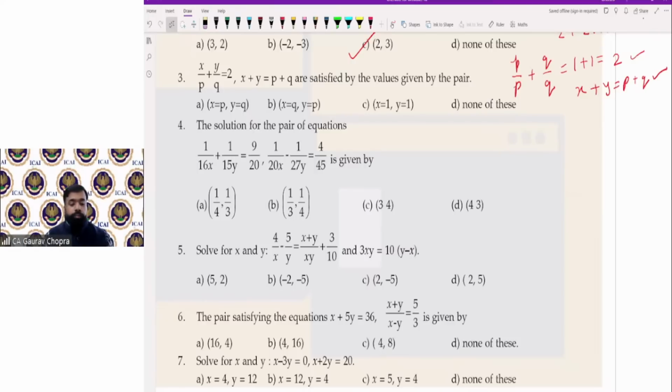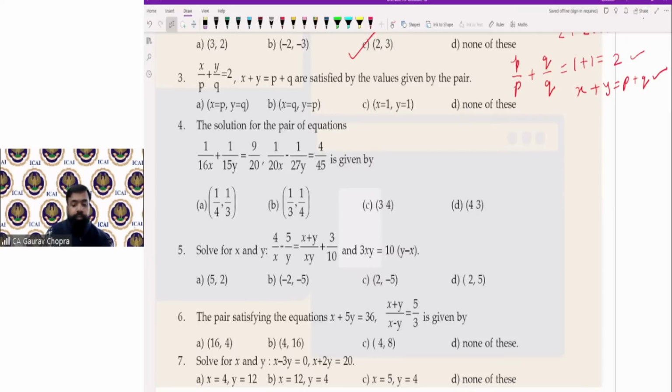Now the fourth one, the solution for the pair of equations. The solution for the pair of equations is given by. So again, try the options. Let's try those options which can easily satisfy.